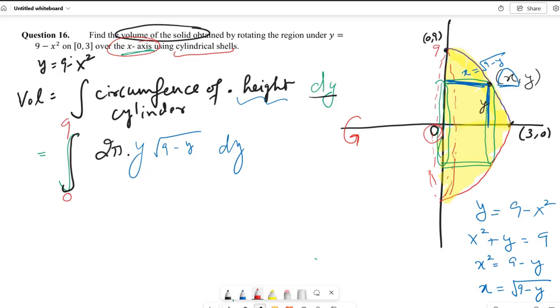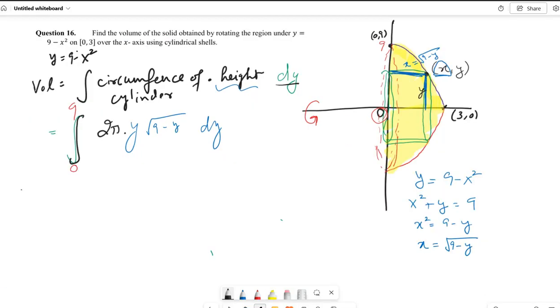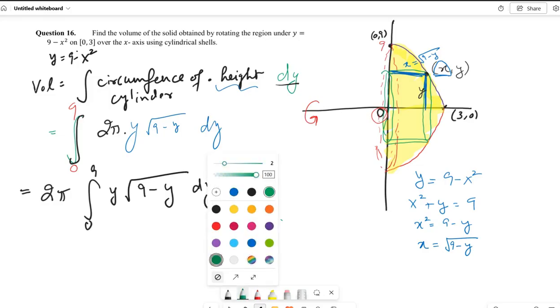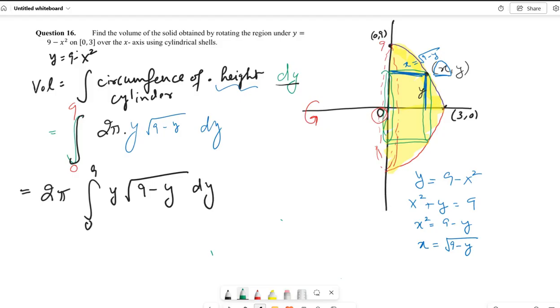So we need to find this integral now. This is the most important part of the question, to find the volume, to set it up as an integral. How are we going to find this integral? 2 pi can be just pulled out. The integral is from 0 to 9 of y square root of 9 minus y dy. This is not a straightforward power formula integral. This can be done using substitution.